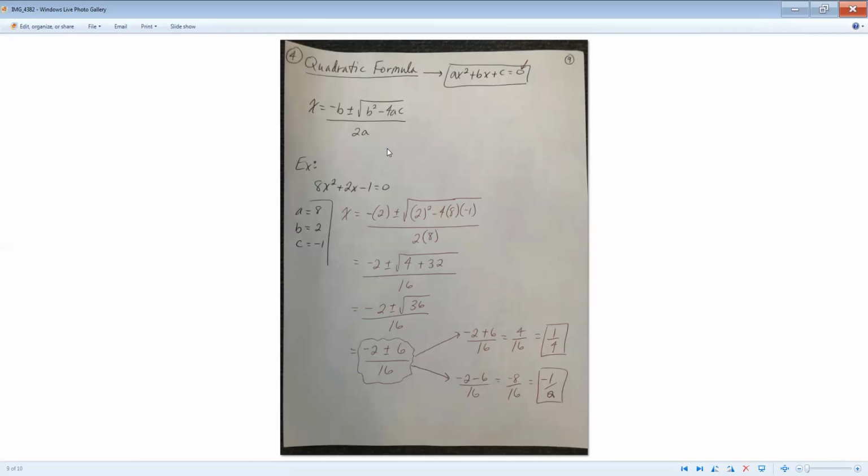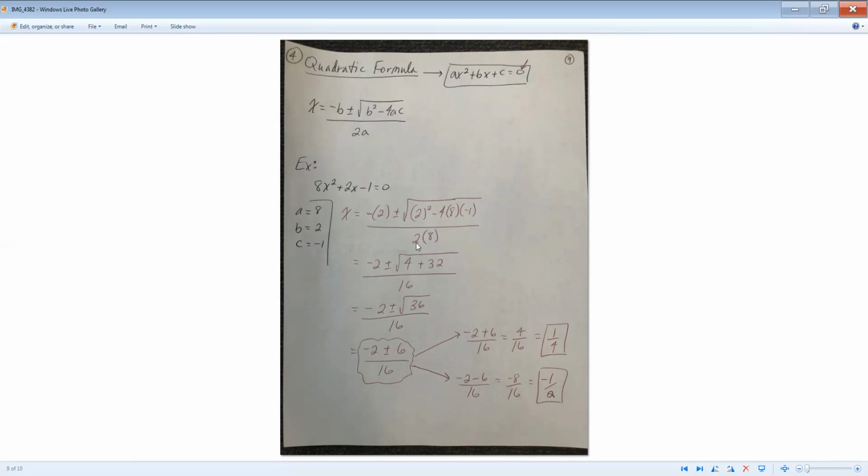So we have x equal to -b plus or minus square root of b squared minus 4ac over 2a. Excuse me on that. So finally, we have one of our final examples. We have 8x squared plus 2x minus 1 equal to 0. So our equation is solved for 0. We have a 0 on one side of the equation. So that means a is equal to 8, b is equal to 2, c is equal to -1.